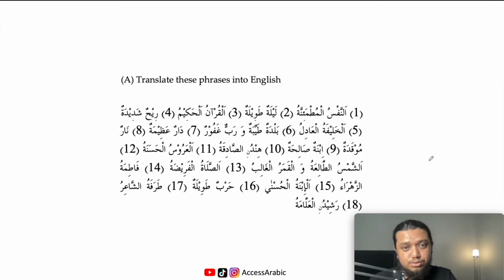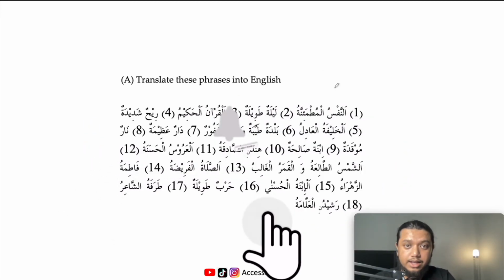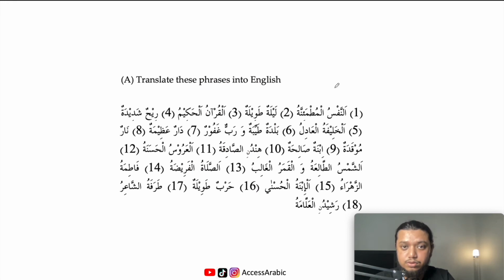This now brings us to the translation exercises. Once again, I suggest you pause the video and you complete these exercises yourself, and then feel free to check back with my translations. Number one, an-nafs al-mutma'inna. That is the peaceful soul. It is mentioned in the Quran in Surah Al-Fajr. Ya ayyatuha an-nafs al-mutma'inna.